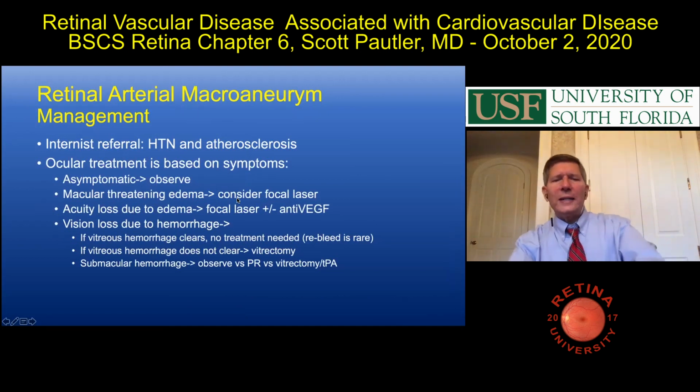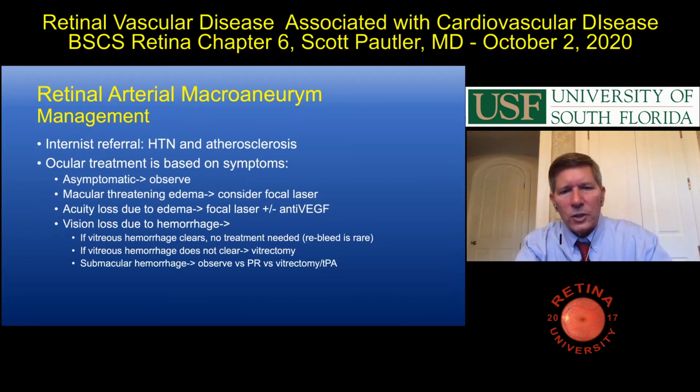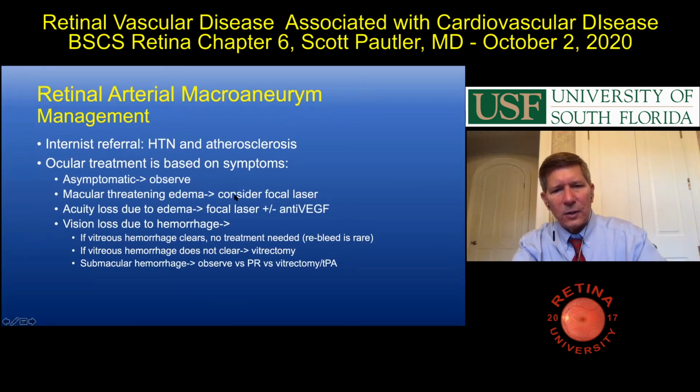There's a trend, it seems to me, among younger retinal specialists to go to anti-VEGFs, and I don't think that's necessary for most of these patients, except sometimes I'll try to dry up their macula quicker with anti-VEGF, but as soon as I do that, I get the laser in, because the laser to me is a much more definitive therapy for this. So focal laser with or without anti-VEGF, depending upon the clinical presentation.